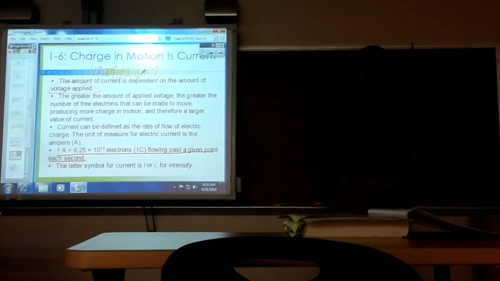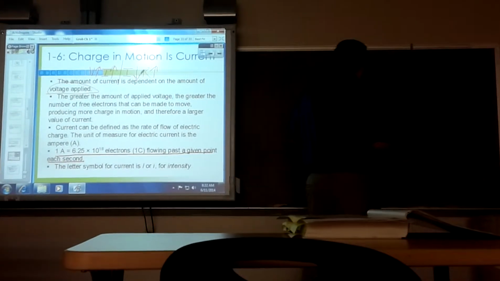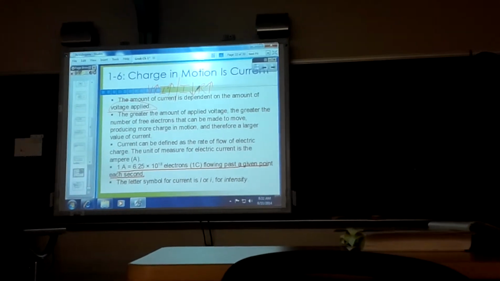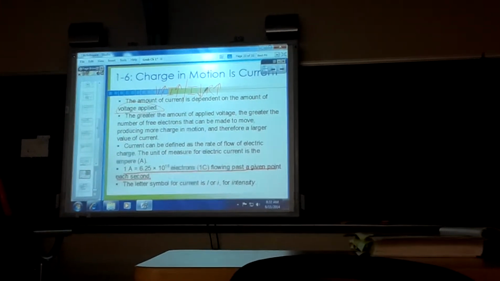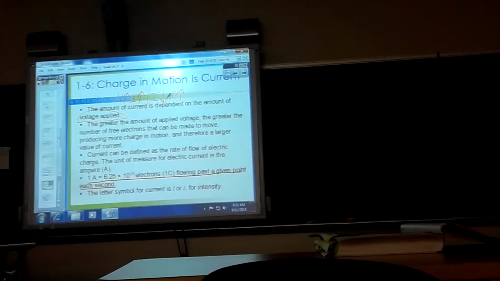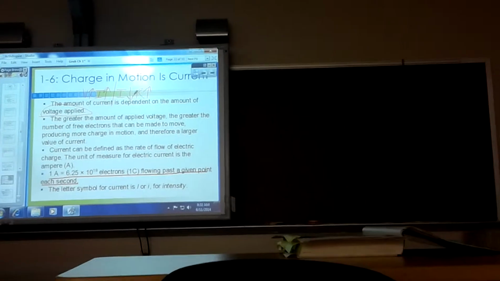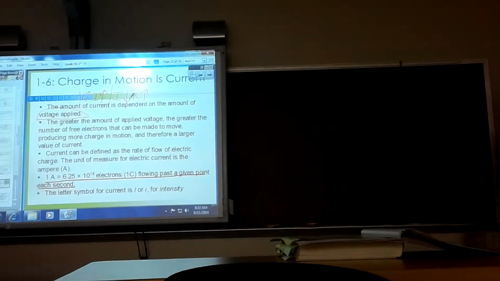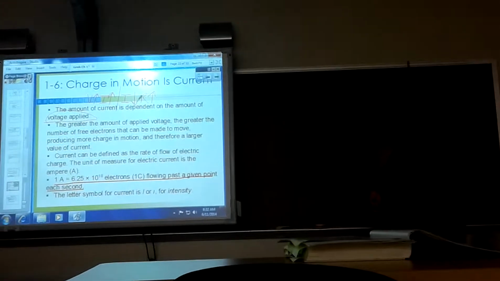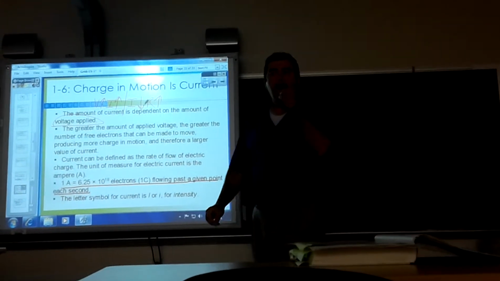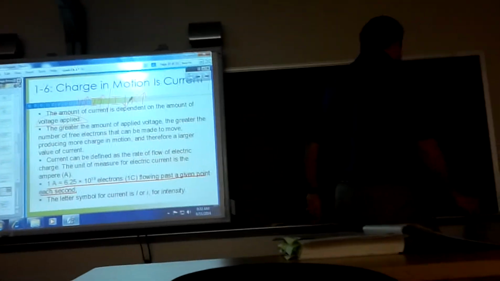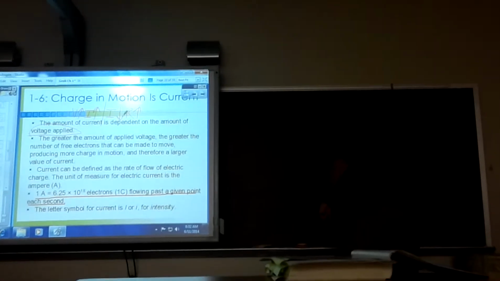Now, let's go with our case of 10 volts. So we got 10 volts, and we've got 20 ohms, okay? So, Stephen, how much current do I have? 0.5 amps, okay? Now, is that our final answer? Right. That's right. Why can't it be 0.5?